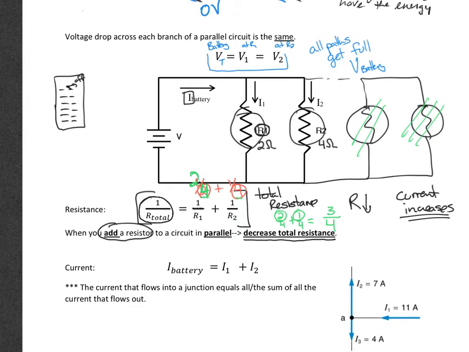When you just found the total, 3 over 4, that's actually the reciprocal of the answer, or basically the answer upside down. So what do you do whenever you find the total of your fractions? You always do the last step, which is to flip it over. And 3 over 4 flipped is 4 over 3. And that is your R total. Now remember, its unit is ohms.